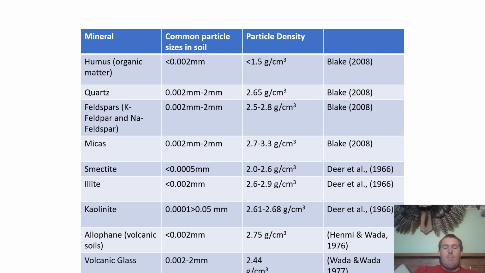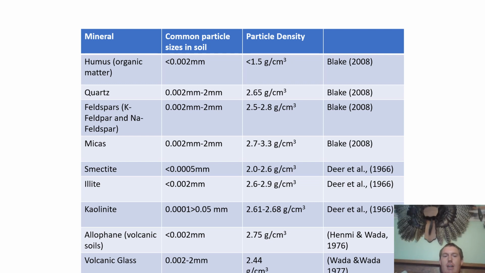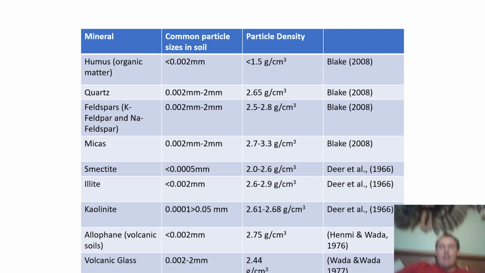And here's the common particle density of the different soil materials. So organic matter, which is humus, which there's no really agreed upon structure of, it's just a bunch of organic compounds put together, so its particle density is highly variable, less than 1.5 grams per centimeter cubed. And most of the soil minerals are somewhere in the 2 to 2.8 grams per centimeter cubed range, and most are around 2.65 grams per centimeter cubed. So the soil is generally assumed to have the particle density of quartz, which is 2.65 grams per centimeter cubed.